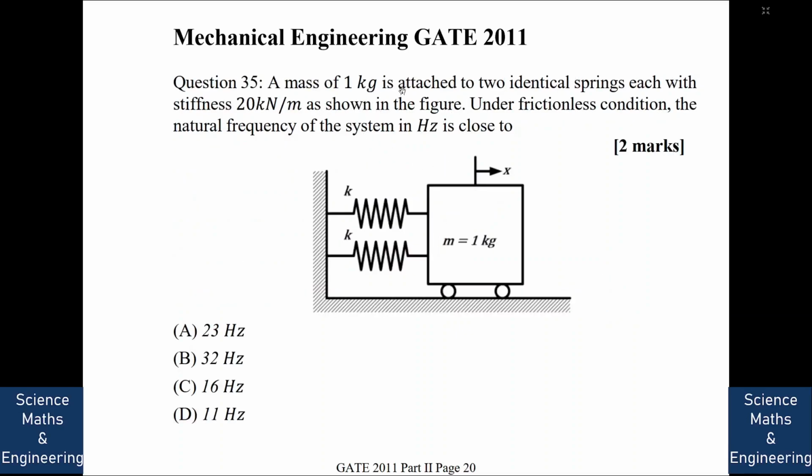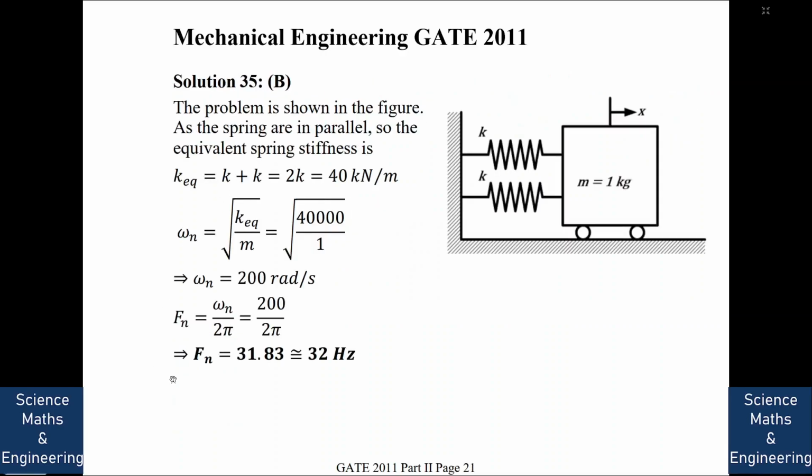A mass of 1 kg is attached to two identical springs, each with stiffness 20 kilonewton per meter as shown in the figure. Under frictionless condition, the natural frequency of the system in hertz is close to, so we need to find out the natural frequency of the system in hertz. Mind you, it is in hertz and not in radian per second. So the answer is, the natural frequency is 32 hertz.